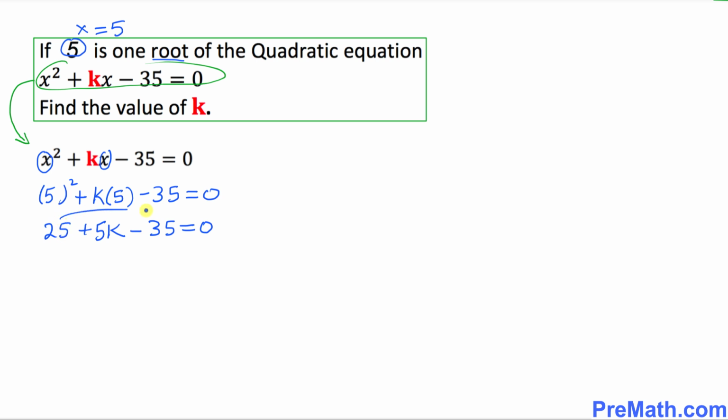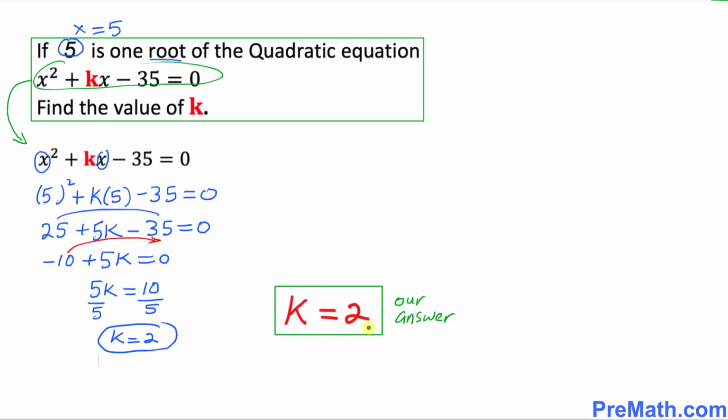Now these are like terms, 25 and negative 35, so you can combine them. That gives us negative 10 plus 5k equals 0. I want you to move this negative 10 to the right hand side. So we have simply 5k, and the negative 10 becomes positive 10. Divide both sides by 5 because we want to isolate k. So k turns out to be simply 2. Thus k equals 2 is our answer.